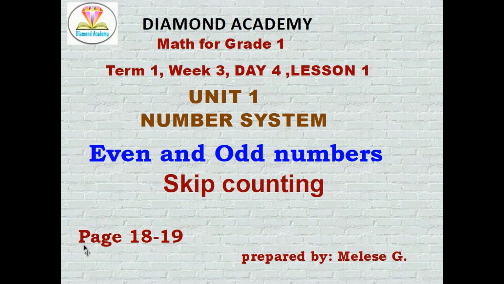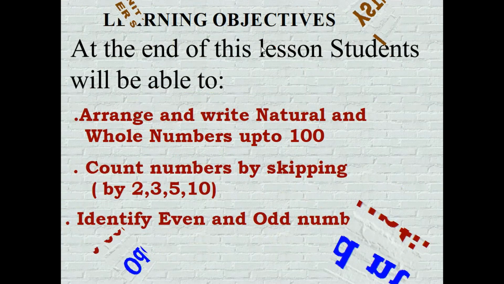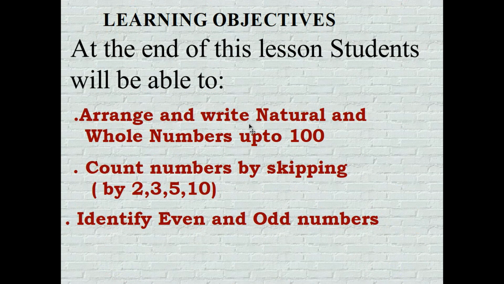So our discussion pages are page 18 and 19. Before we start, let's see the objectives. At the end of this, you will be able to arrange and write natural and whole numbers up to 100.